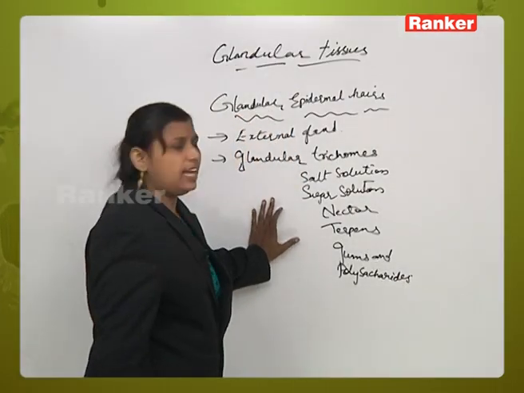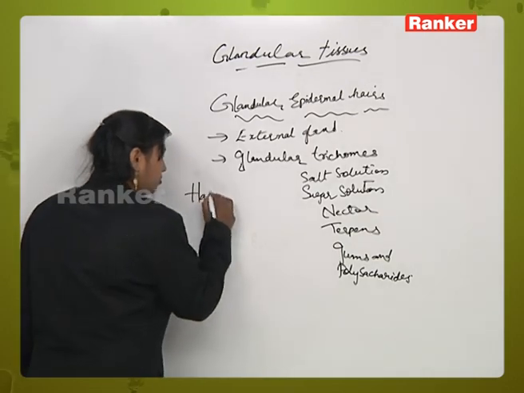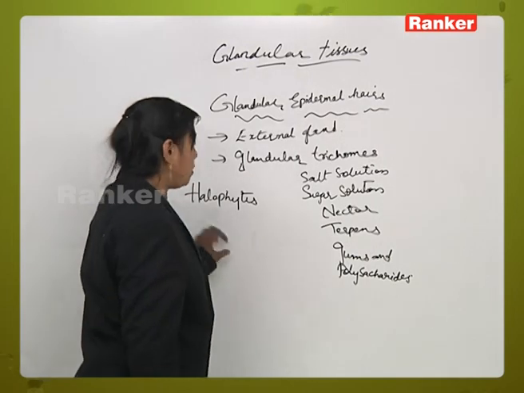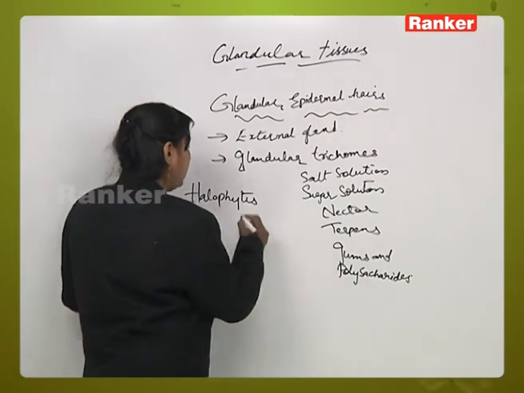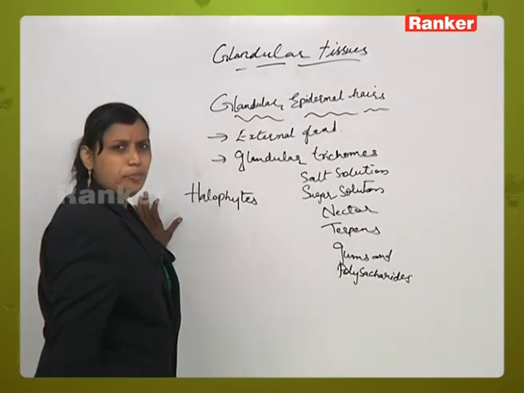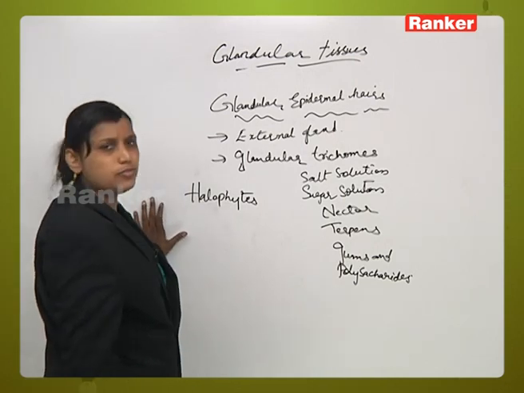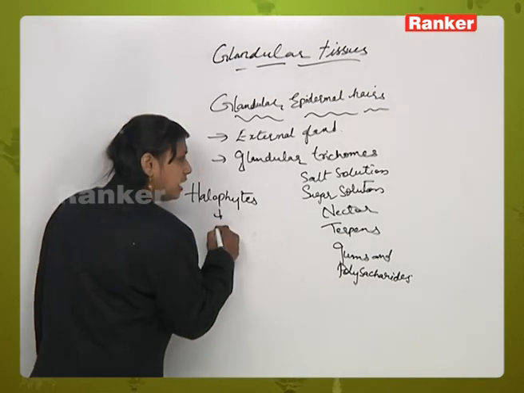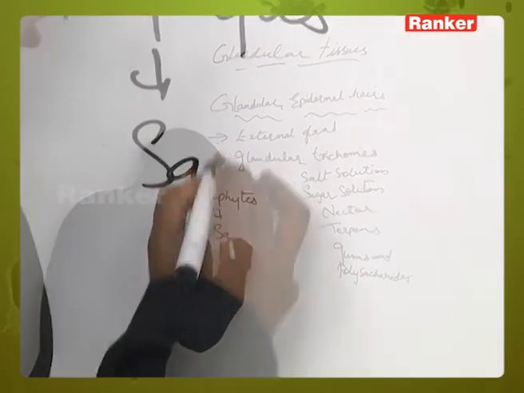Now, usually in halophytes, there are some secretory glands which help in the excretion of the excess salt which is present in the halophytes. Those types of glands are called salt glands.